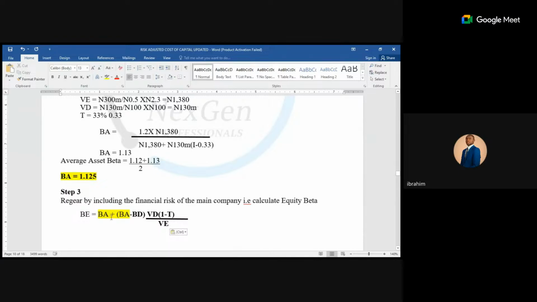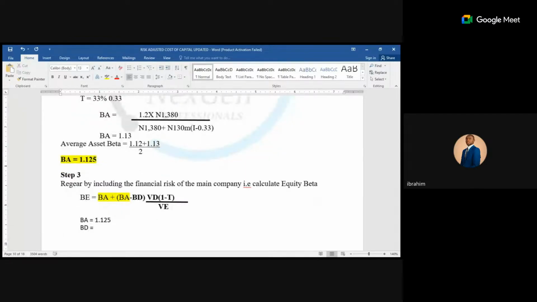So the asset beta, don't forget that this is for the main company, this is for the proxy company, and this is for the main company. So the BA is equals to 1.125. Beta debt, we don't know if the beta debt of the main company is given. The value of debt, the value of equity.